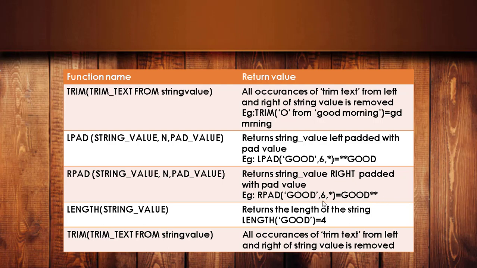So here it is 6 characters. Suppose you give it as 8 here, so how many do we have to add? 4 asterisks along with the good. 4 asterisks will be added. So the n value will be the number of characters that will be displayed in the output.